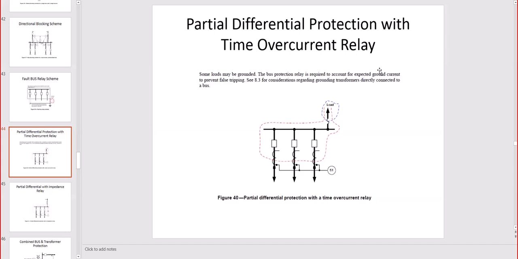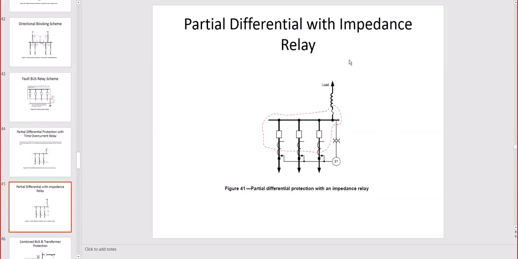Partial differential is when we don't have enough CTs and we work with what we have, so we may not protect the whole bus. We have the load here, and then the overload on the top protection, but we only have the CTs on the bottom. So we have a 51 protecting the feeders, and the other zone is the load with the overload only. So it is called partial differential because on the top we don't have a CT for the protection; it is a different type, for overload.